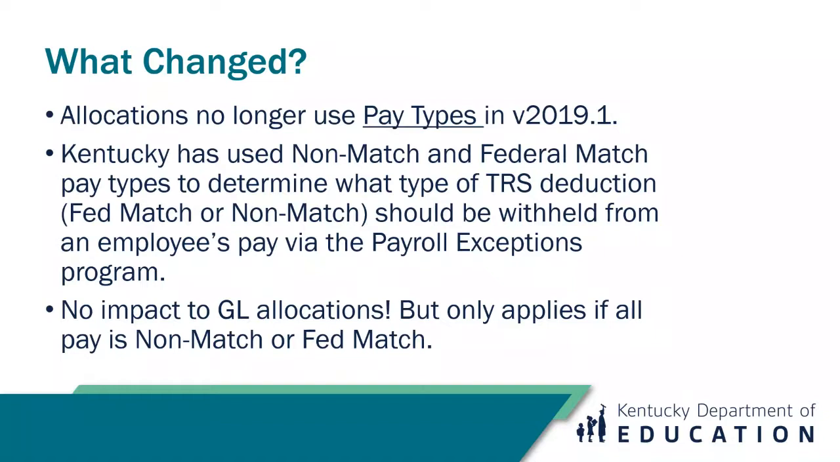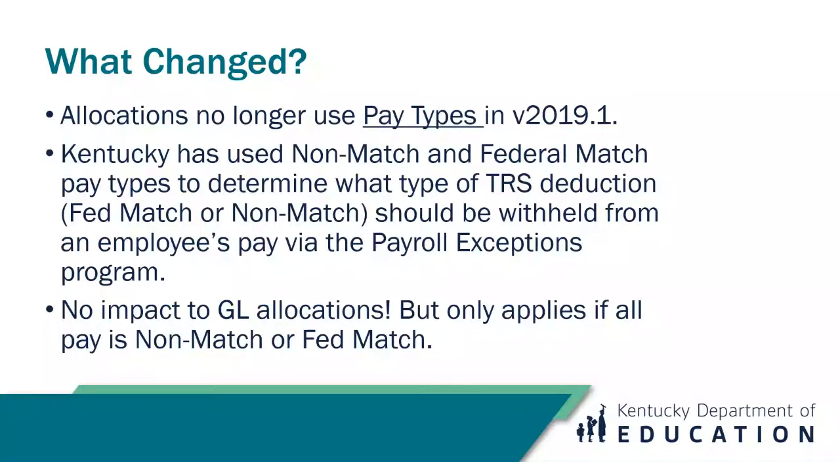So the pay types are going away in the allocations in version 2019. One thing to note though, this does not apply to GL allocations. If you have an employee that's 100% federally funded or 100% general fund funded, and you have that employee broken out between multiple GL accounts, as long as it's all non-match or all federal match, it does not impact them. It only applies if pay types are used, and we use pay types to determine non-match versus federal match pay for TRS deductions.